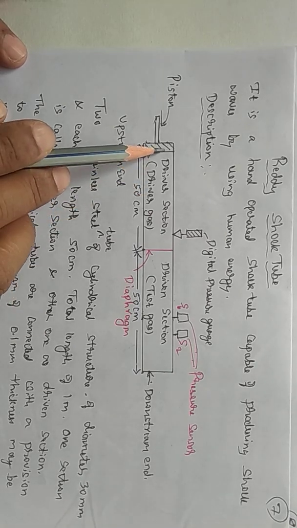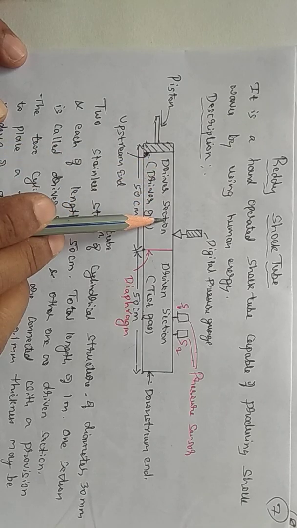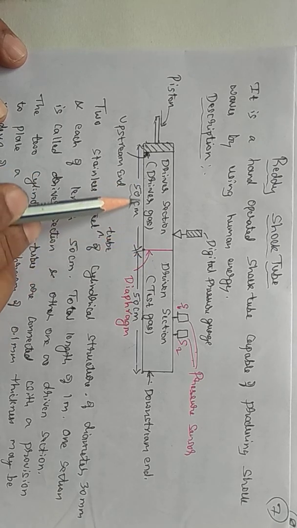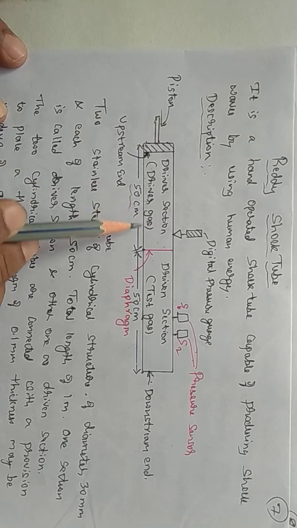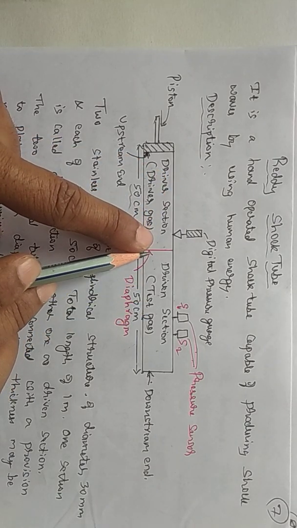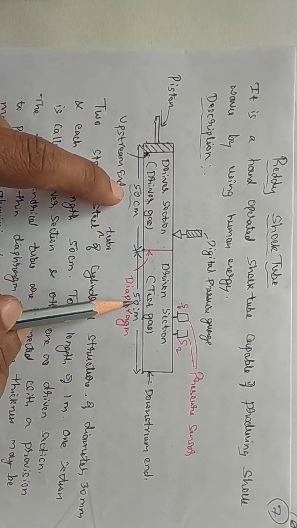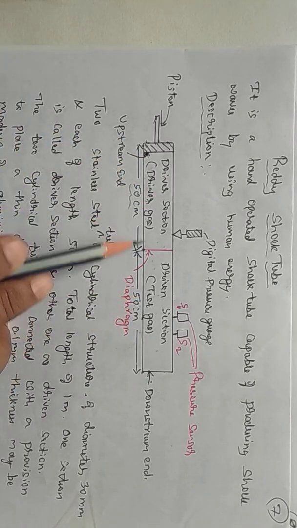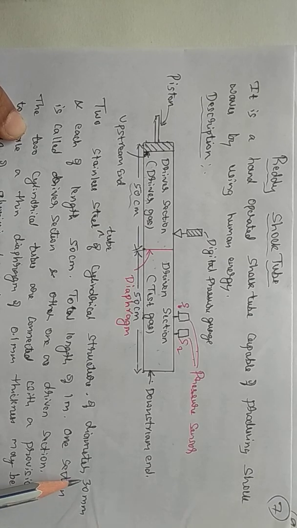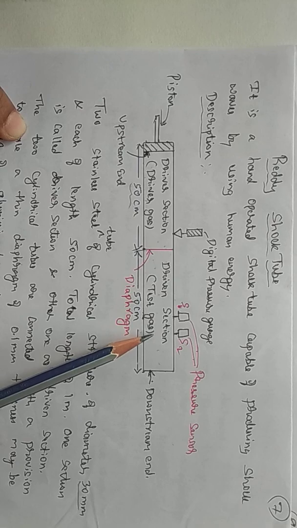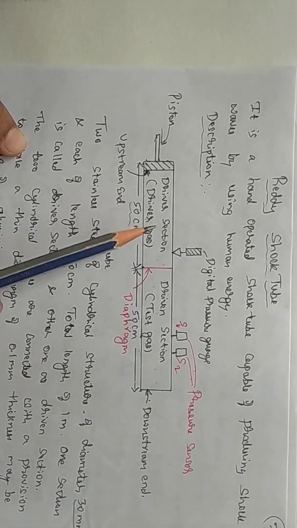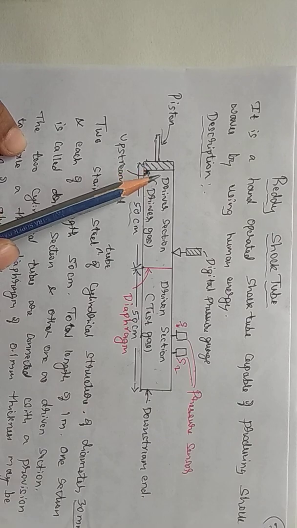The description is such that it is made up of a stainless steel tube which has two sections, both of 50 centimeter. This is one of 50 centimeter, and this is another. So these are the two tubes, and there is a provision to join them. Both are of 50 centimeter length, altogether 1 meter. And the diameter is 30 millimeter. So 30 millimeter is the diameter of this cylindrical stainless tube, each of length 50 centimeter.